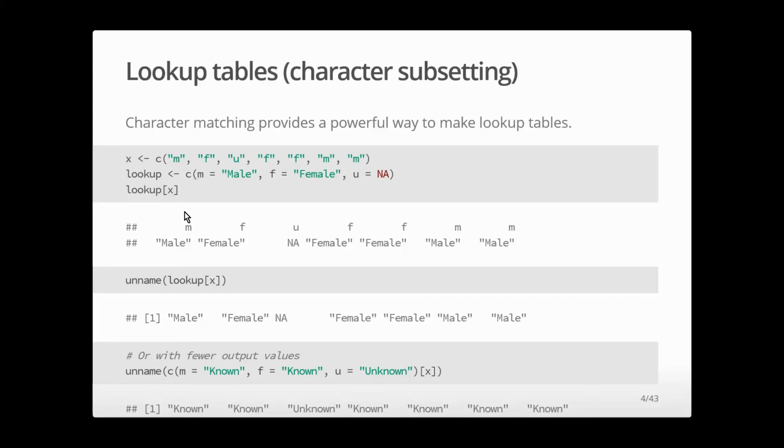Because it sees M multiple times, every time it sees an M, it's going to pull the word male from lookup, and every time it sees the F, it's going to pull the word female. The important thing is that you've named each of these terms there. And if you just want the values, you can run it through the command unname, and it strips out the names that it used.